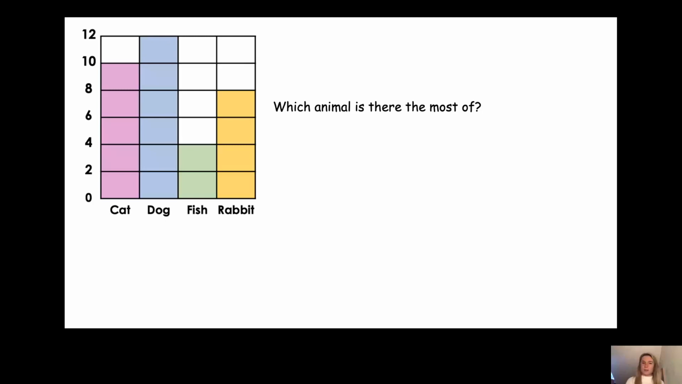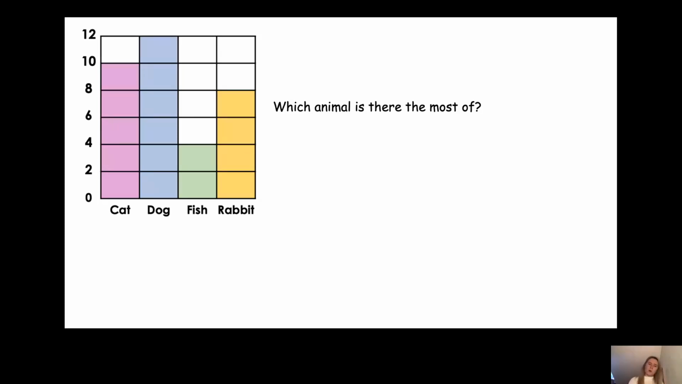Well, this block diagram here shows us the number of animals in a pet shop, okay? So along the x-axis, which is the bottom line, the horizontal line, we have the types of items. So we've got cats, we've got dogs, we've got fish, and we've got rabbits. So they're the different animals in the shop.